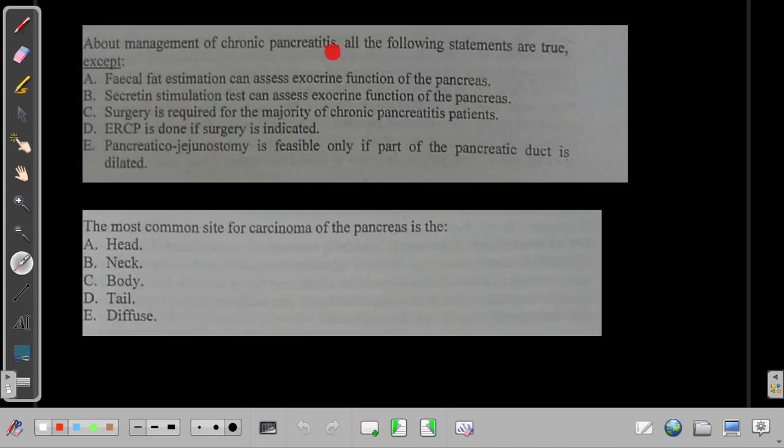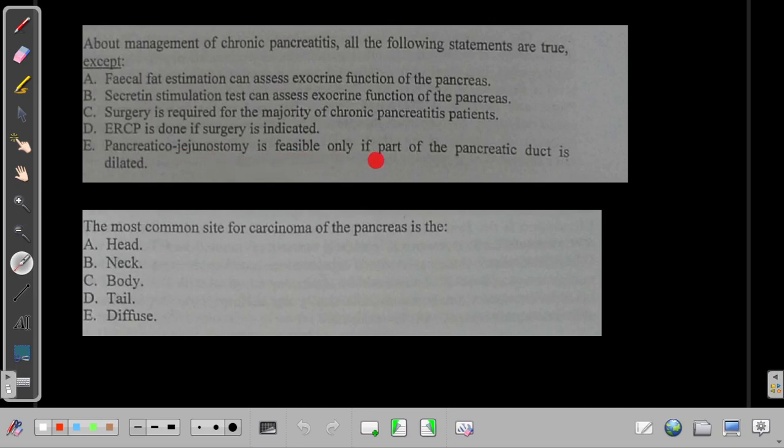About management of chronic pancreatitis, all of the following statements are true except fecal fat stimulation can assess exocrine function of the pancreas. That's true. Secretin stimulation test can assess exocrine function of the pancreas. That's true. Surgery is required for the majority of chronic pancreatitis patients. This is untrue. As a matter of fact, surgery is required in a minority of patients. Okay, those with intractable pain and dilated duct may benefit from surgery. So go for C. ERCP is done if surgery is indicated. That's true.